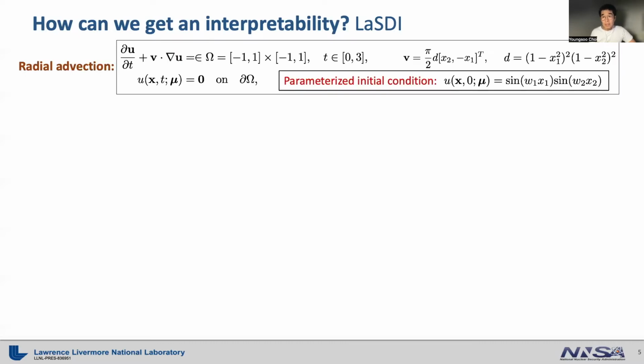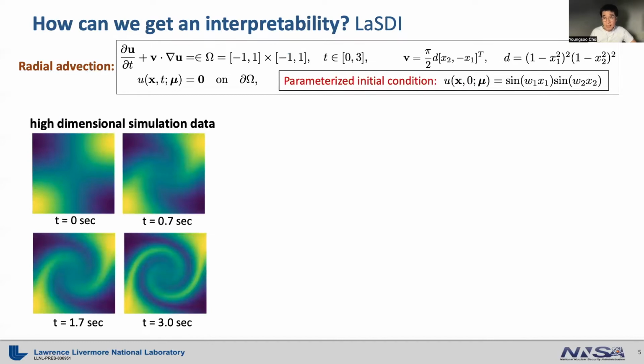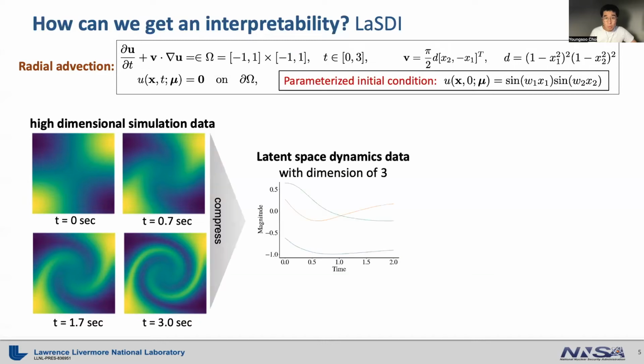To illustrate this, let me consider a simple radial advection problem, which is described by a well-known partial differential equation. You solve it using some numerical schemes such as finite element or finite difference methods, then generate simulation data. This data is high dimensional, so it would be hard to fit it directly into some model. Plus, remember that our goal is to build a fast model. To build a fast surrogate model, we had better deal with reduced dimensions. So we compress the data, which, for example, leads to latent space dynamics with a dimension of only 3, as depicted with this trajectory graph here.